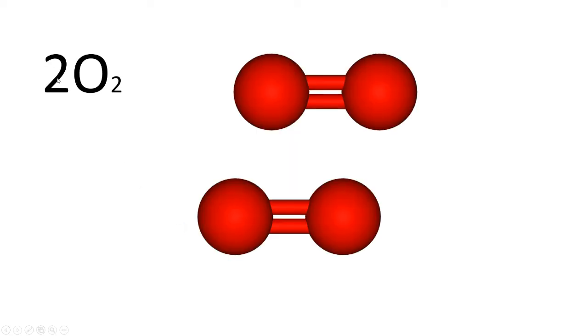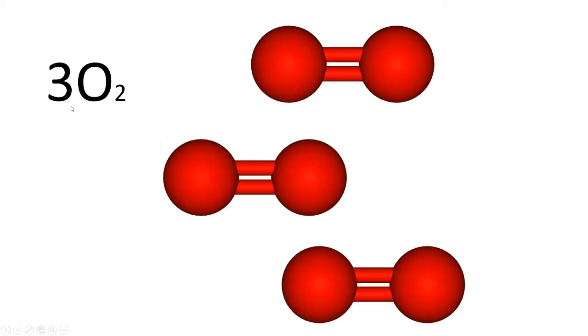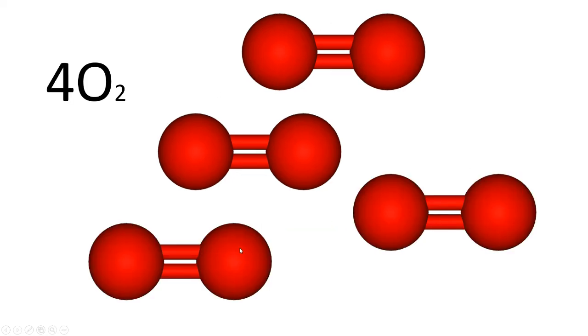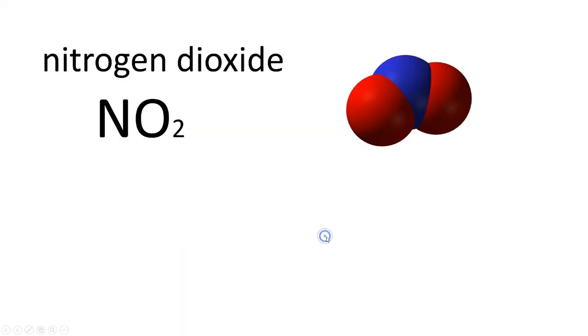If I put a coefficient in front of the O2, it becomes 2O2, and it looks like this. And 2 times 2 is 4, and we have 4 oxygen atoms. Just a review from yesterday. If we have 3O2, it looks like this. 3 times 2 is 6, and we have 1, 2, 3, 4, 5, 6 oxygen atoms. Even if I didn't see the picture of what 4O2 looks like, I can predict that it's going to have 8 oxygen atoms because 4 times 2 is 8, and you can see 1, 2, 3, 4, 5, 6, 7, 8.